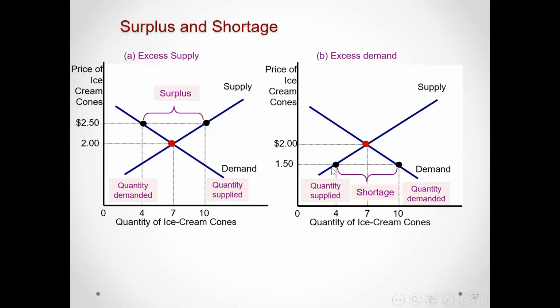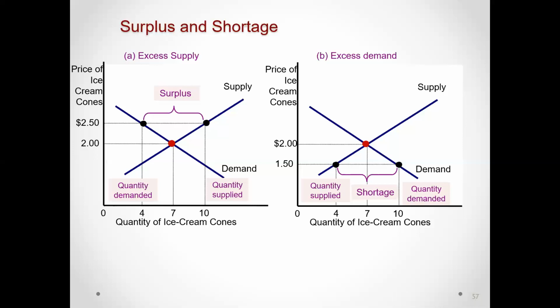So here, which is larger, quantity demanded or quantity supplied? Here quantity demanded is 10, quantity supplied is 4. So quantity demanded is bigger than quantity supplied. هنا عندي نقص في السوق.